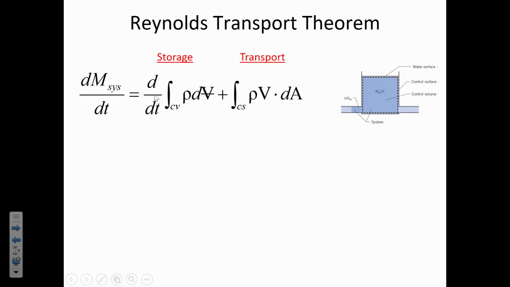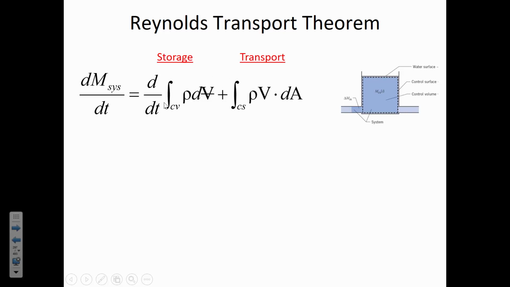Notice in the storage term there's a d dt, but there isn't one for transport. There's one for storage, but not for transport. So why is there not a separate change in time specified for the transport term? Velocity is going to remain constant. Okay, velocity. We already have our time parameter defined by the velocity.